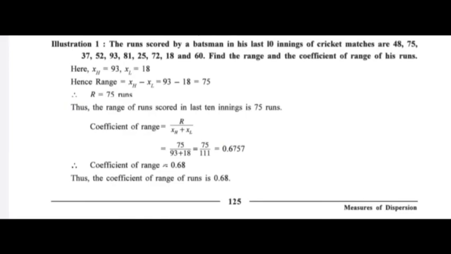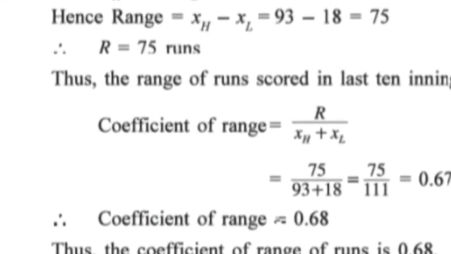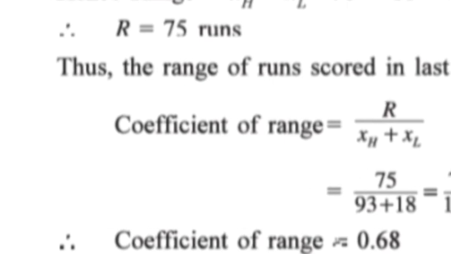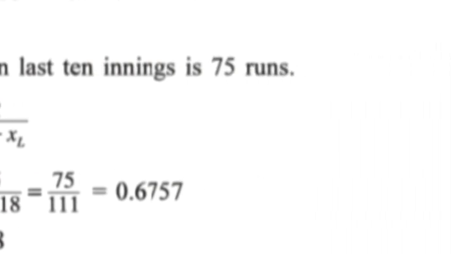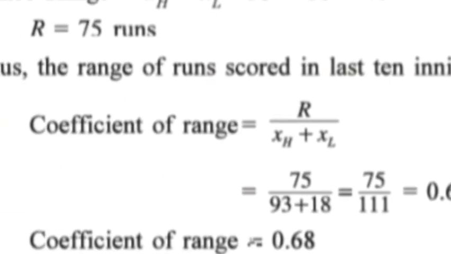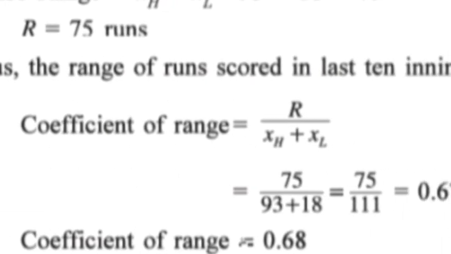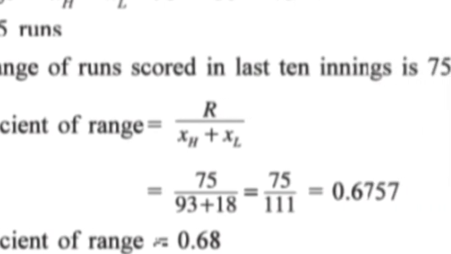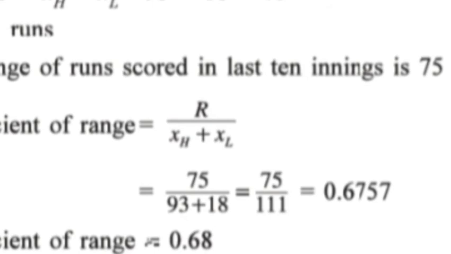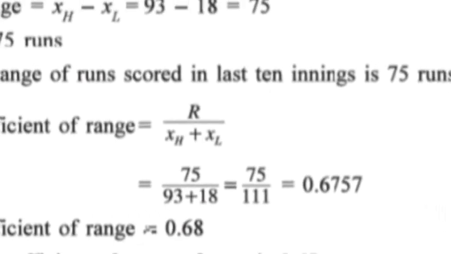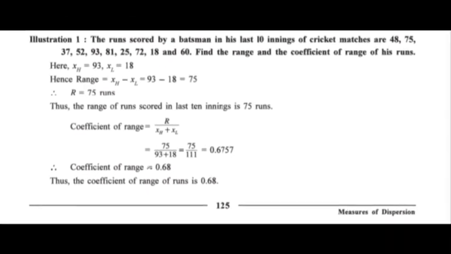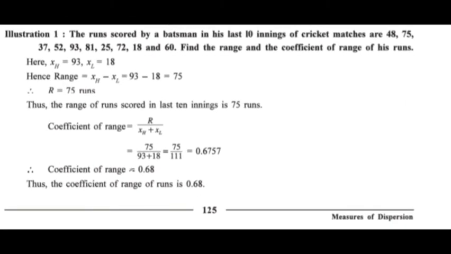Now children, we will see our first example. What is given over here is the runs scored by a batsman in his last 10 innings of cricket matches: 48, 75, 37, 52, 93, 81, 25, 72, 18 and 60. Find the range and the coefficient of range of his runs. Children, over here they have told us to find out the range and the coefficient of range.